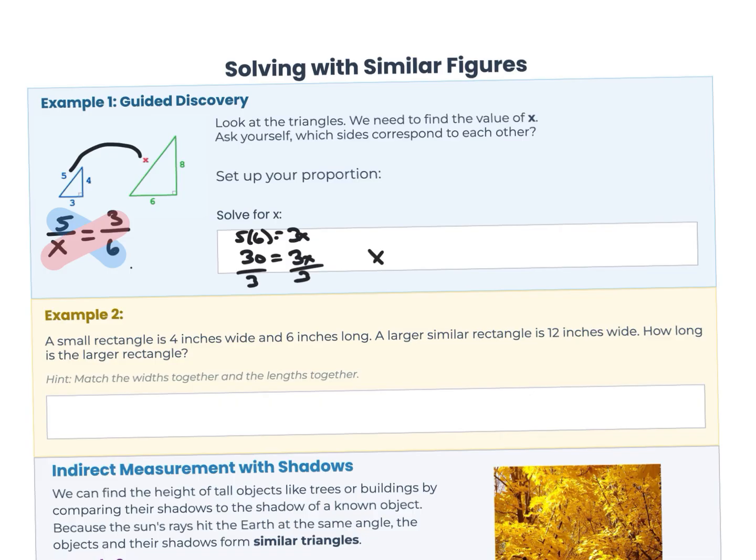And we can see that x would equal 10, meaning that our missing side on our triangle would be 10 units. All right, so why don't you go ahead and pause the video. I want you to try example 2 on your own and then see how you do.